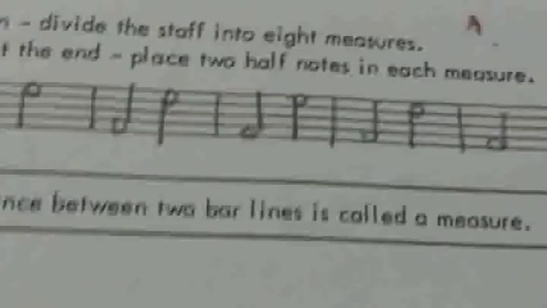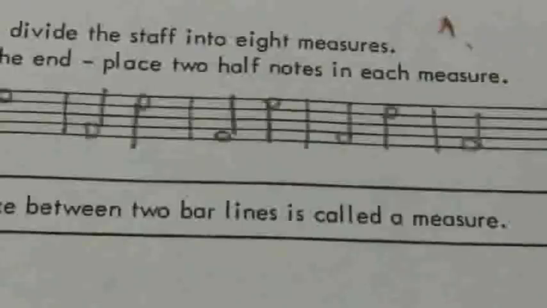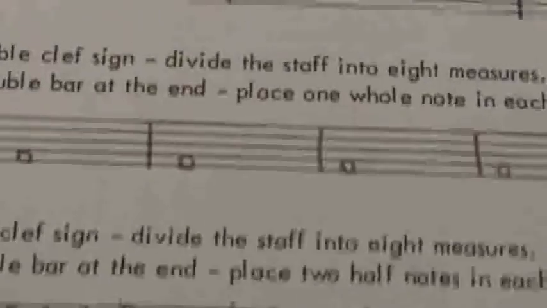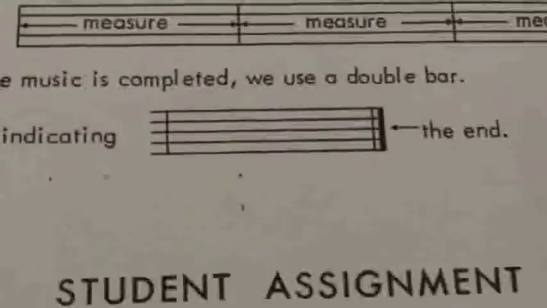Okay, and then memorize: the distance between 2 bar lines is called a measure. If you can remember that, you'll be well on your way. And see, this isn't too hard. So I'll see you in lesson 8.